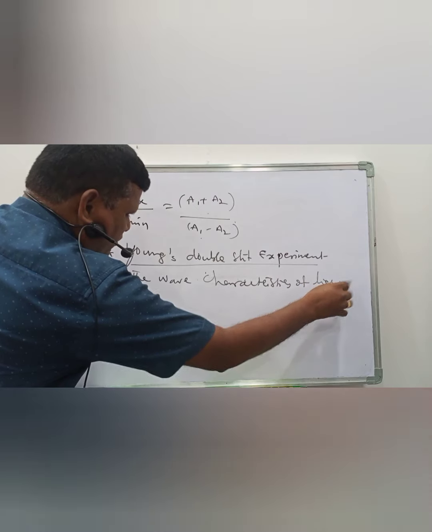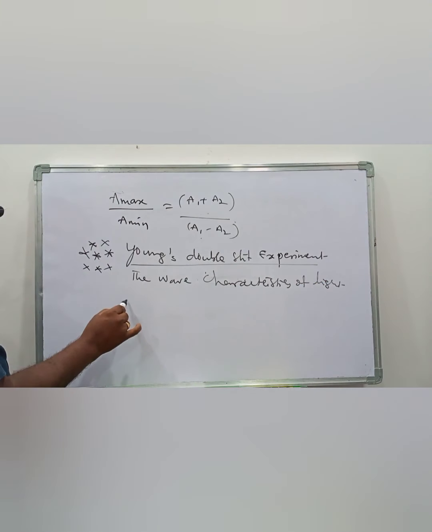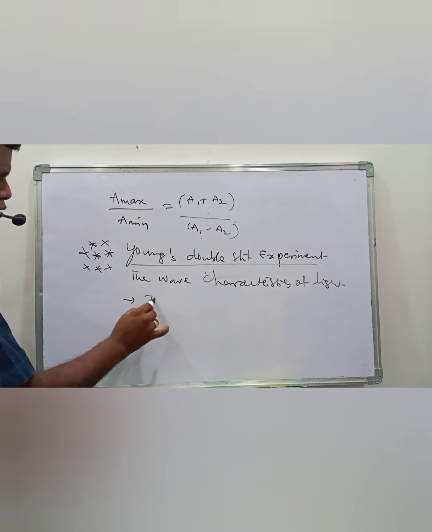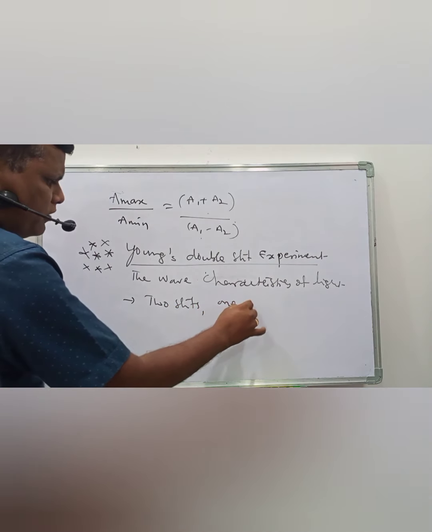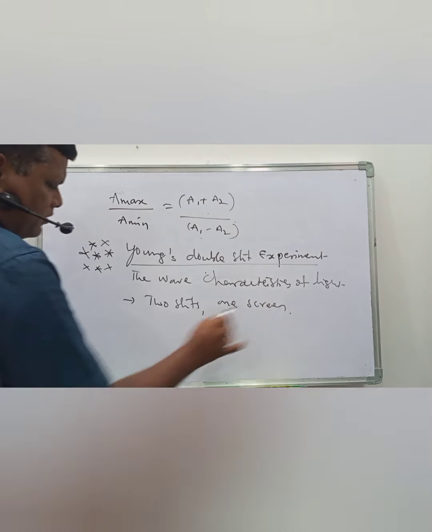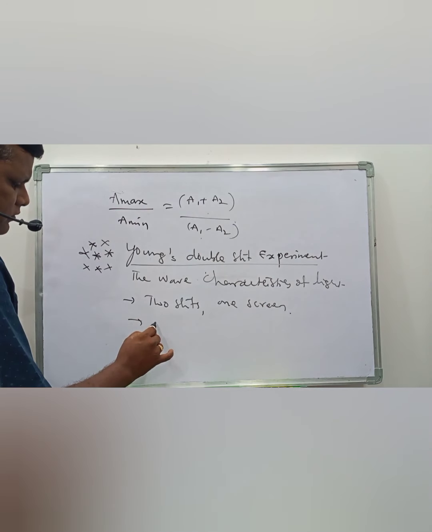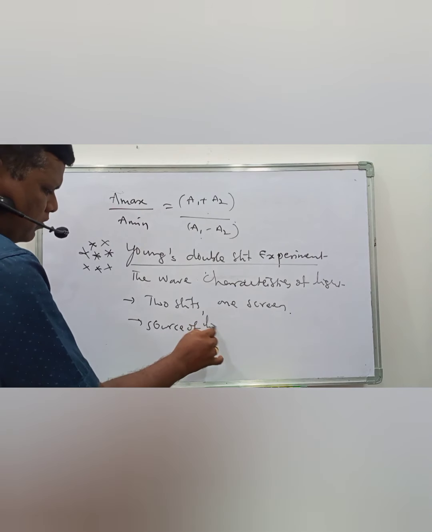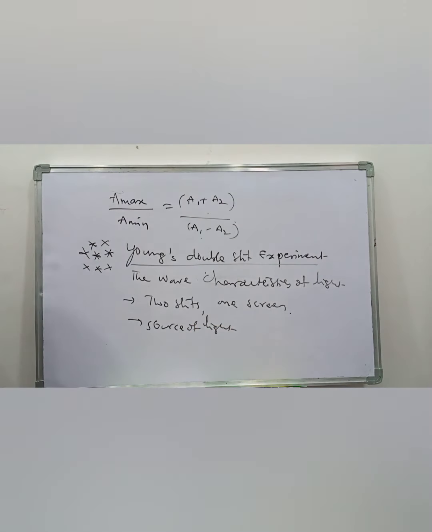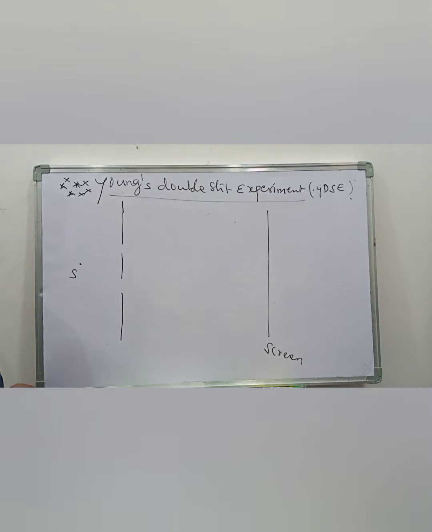So here in Young's double slit we have two slits, one screen, and one source of light. Now, Young's double slit experiment schematic diagram.